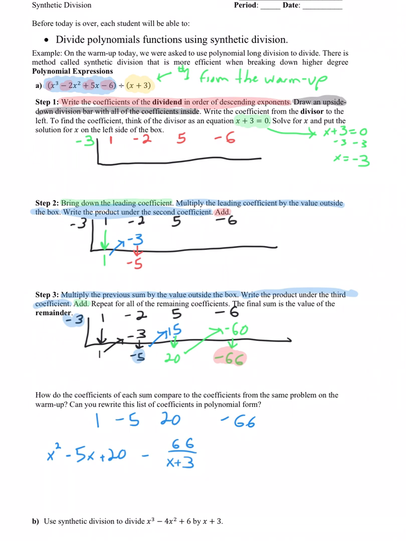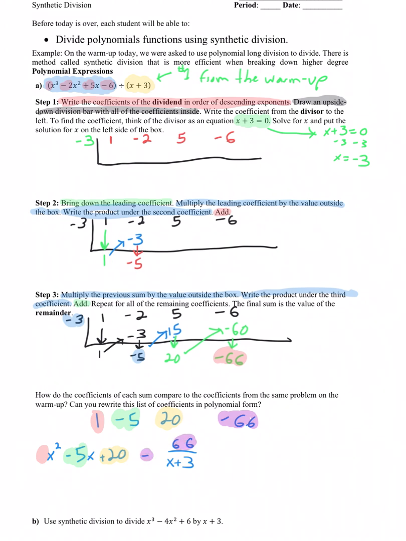Do you guys see something there? Hopefully. Look at the coefficient of the x squared. That's a 1. Look at the coefficient negative 5 in front of the x. There it is. Look at the coefficient positive 20. There it is. And then finally, negative 66, negative 66.